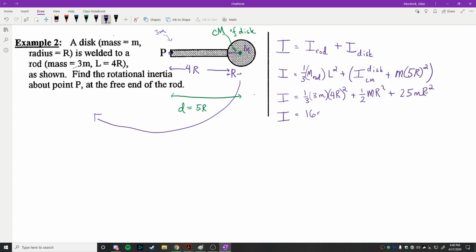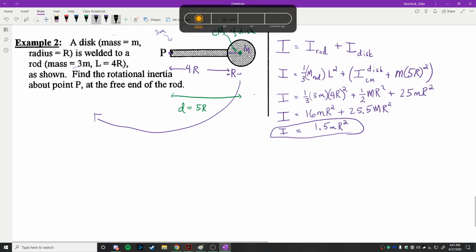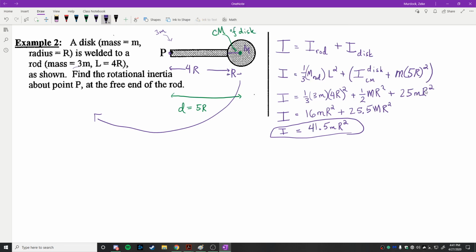3/3, 4 squared is 16 times little m r squared, plus 1/2, plus 25, this is going to be 25.5. And then you end up getting 31.5 m r squared, right? That's right. Do you guys have any questions about that?